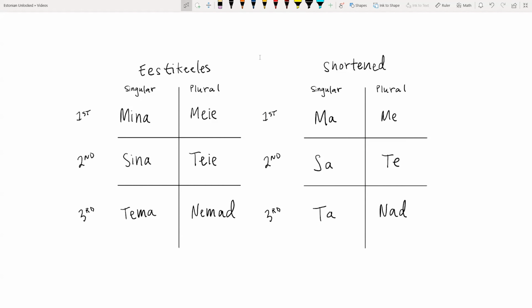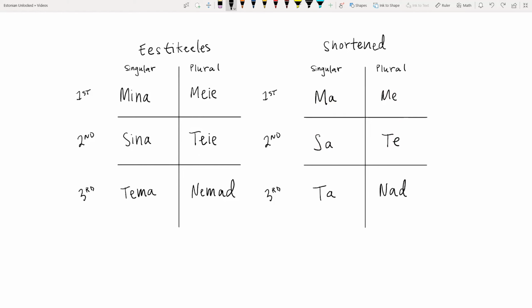Another important point about personal pronouns in Estonian is that each personal pronoun has a shortened form. So let's talk about each of these. For mina, the shortened form is ma. For meie, it is me. For sina, it is sa. For teie, it is te. For tema, it is ta. And for nemad, it is nad.